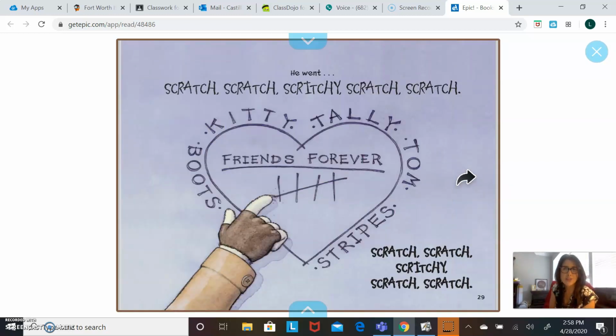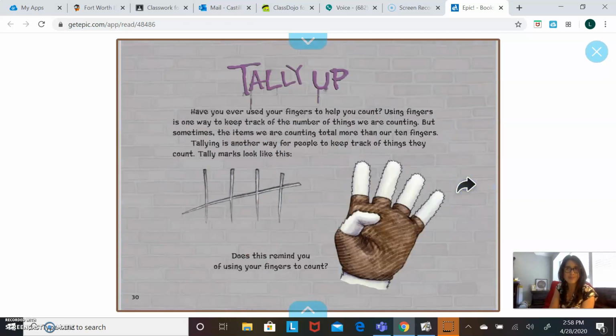He went scratch, scratch, scritchy, scratch, scratch. It says, Kitty, Tally, Tom, Stripes, Boots. Friends forever. How many tallies is that? 5, right? I wonder if that's a tally for each person. Let's see how many are each cat. 1, 2, 3, 4, 5. There's 5 friends and 5 tallies. Remember, 1 tally for 1 thing. So 1 tally for each friend.